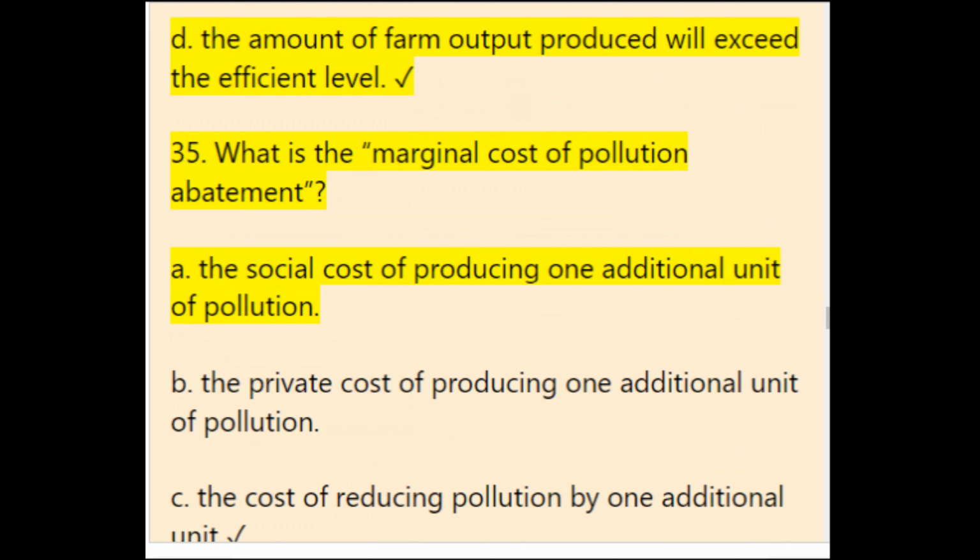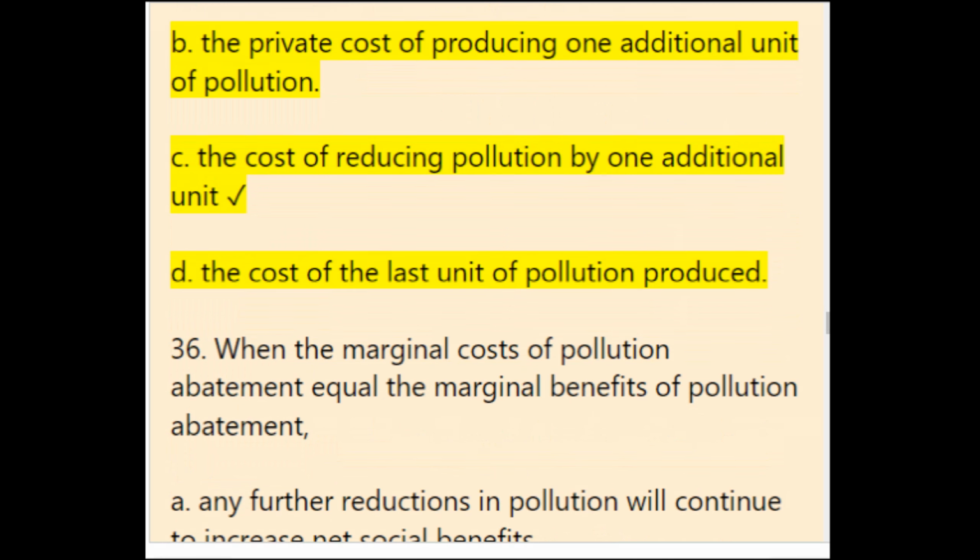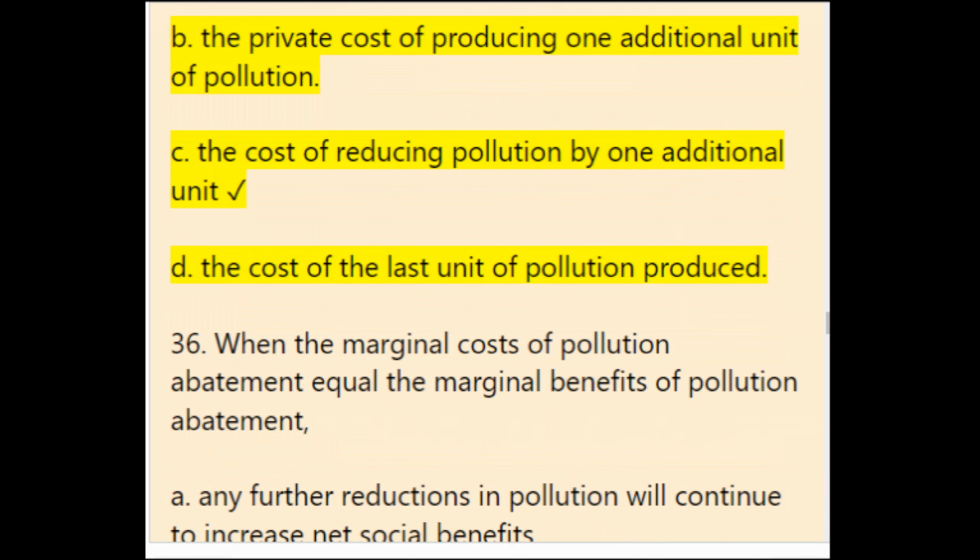35. What is the marginal cost of pollution abatement? A. The social cost of producing one additional unit of pollution. B. The private cost of producing one additional unit of pollution. C. The cost of reducing pollution by one additional unit. D. The cost of the last unit of pollution produced.